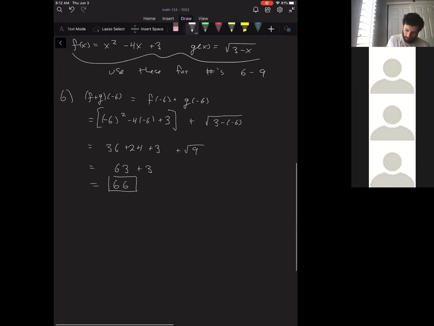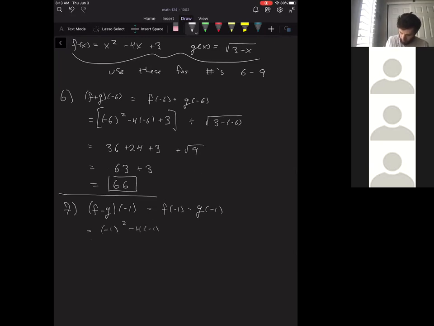All right, let's do number 7. Number 7 asks us to find f minus g of minus 1. What this means is we just do f of minus 1 minus g of minus 1. So let's plug minus 1 into f, which is going to be minus 1 squared minus 4 times minus 1 plus 3.